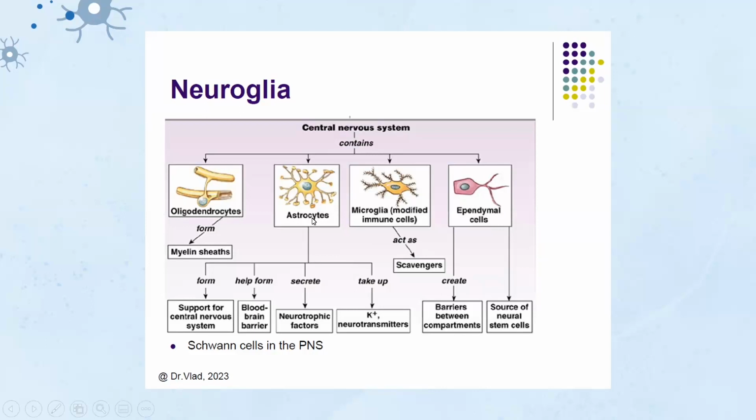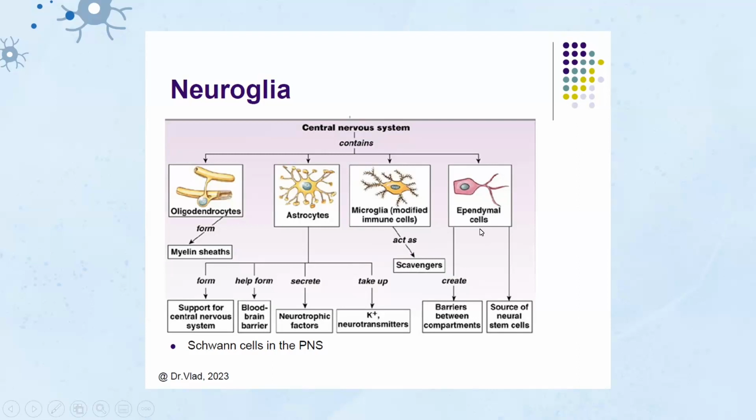The other cell is the astrocyte. The astrocyte is mainly responsible for the blood-brain barrier, and the blood-brain barrier is really important because it doesn't allow all substances to go to the brain. This is a protective function. It has other functions too, but its main function is to form the blood-brain barrier. The microglia act as scavengers, so you can call microglia the macrophages of the brain. They have the same function.